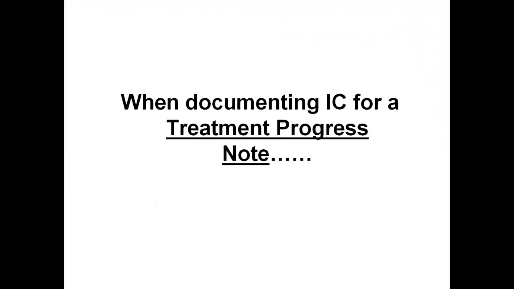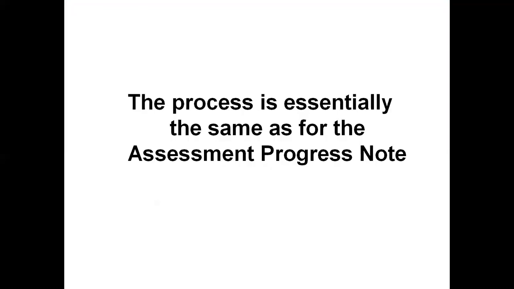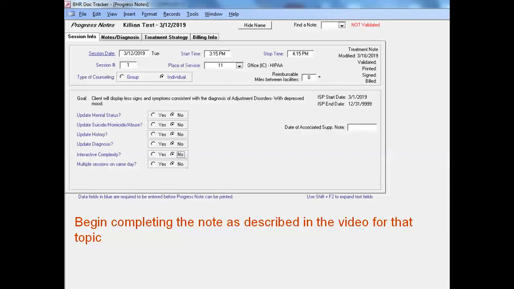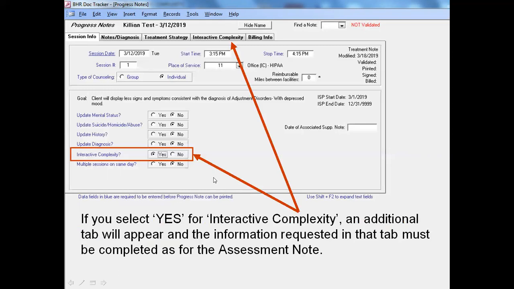And when documenting interactive complexity for a treatment progress note, the process is essentially the same as for the assessment progress note. Begin completing the note as described in the video for that topic. If you select yes for interactive complexity on the Session Information tab, an additional tab will appear, and the information requested in that tab must be completed as for the assessment note.